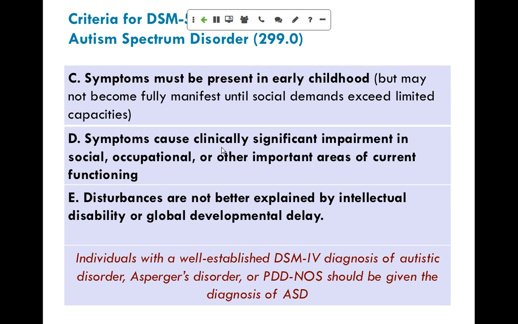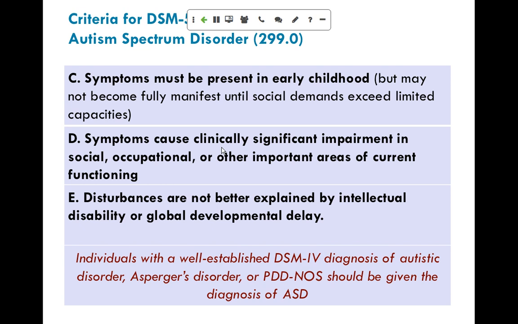This is very important because in order to meet the clinical diagnostic criteria, there has to be impairment that is pervasive across contexts. So it's important, again, when you're doing an assessment to ensure that you're asking about different contexts, not just the one that you're in. And then finally, the disturbances are not better explained by intellectual disability or developmental delay.